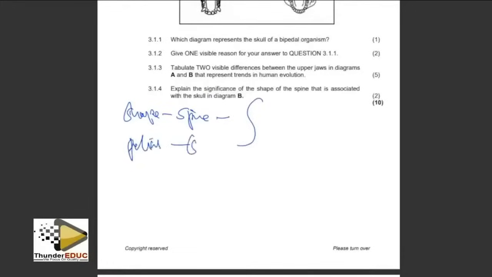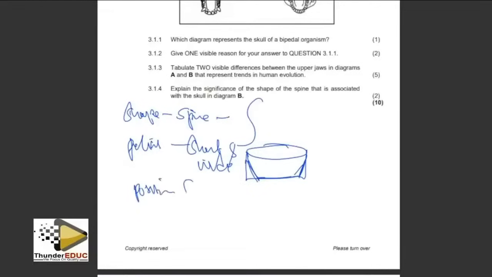Pelvis is short and wide. And then number three, these are factors which affect bipedalism. Short and wide. It is wide, right? And short. So if you look at it, it is wide and short. And then the third one is position of foramen magnum. It is in forward position.